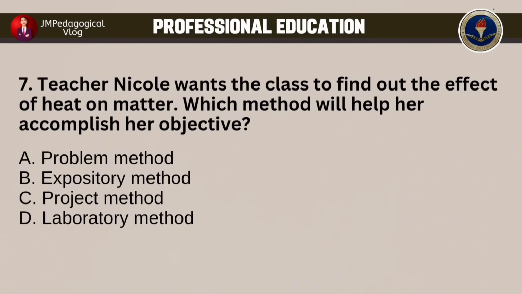7. Teacher Nicole wants the class to find out the effect of heat on matter. Which method will help her accomplish her objective? A. Problem method. B. Expository method. C. Project method. D. Laboratory method. D. Laboratory method.